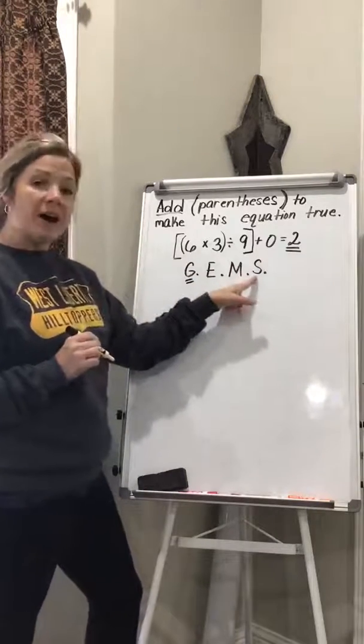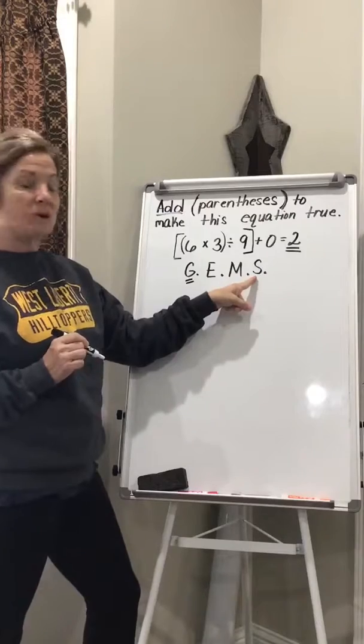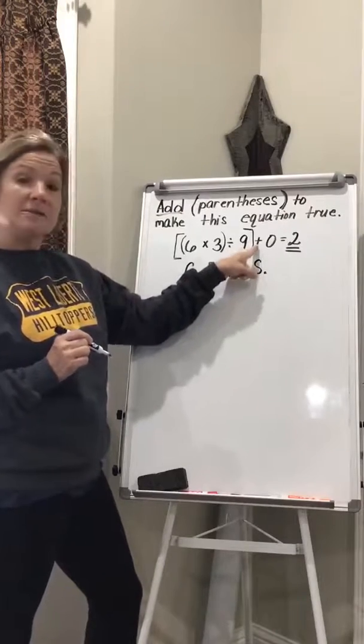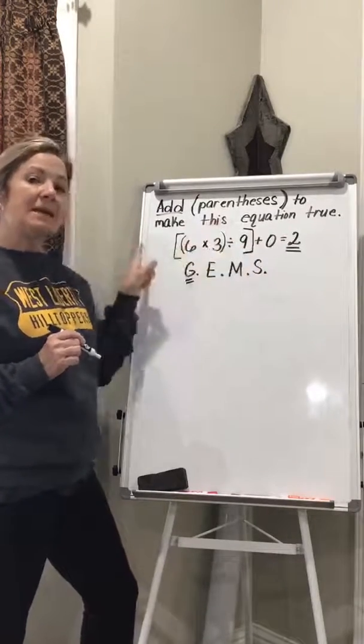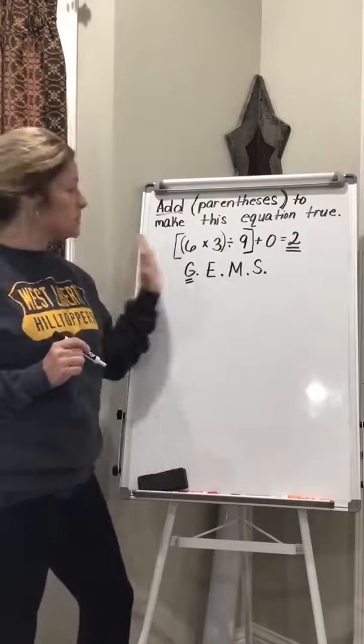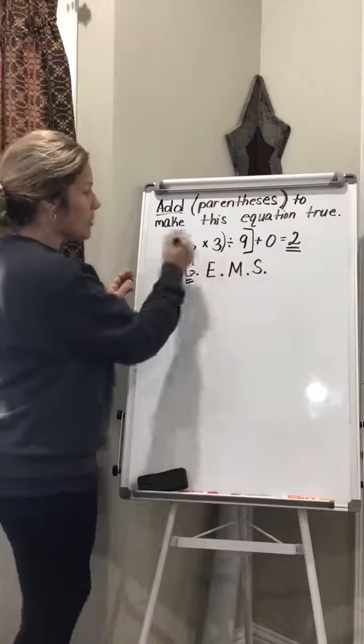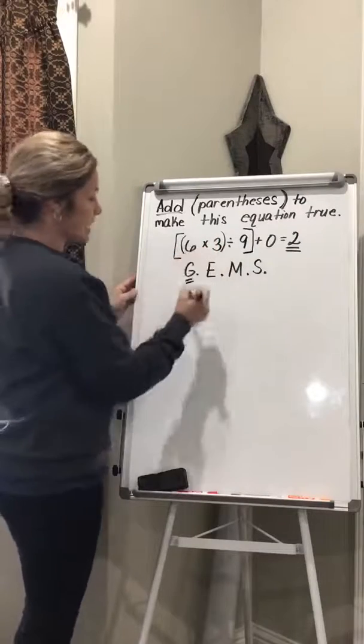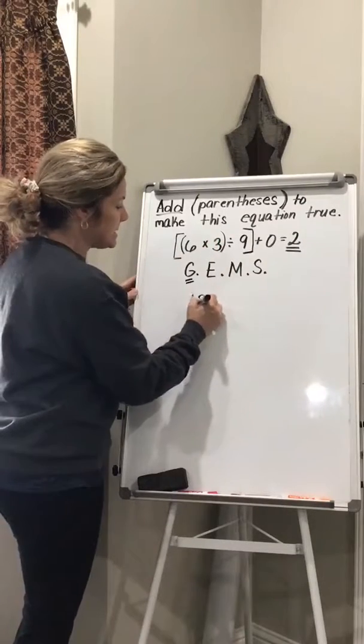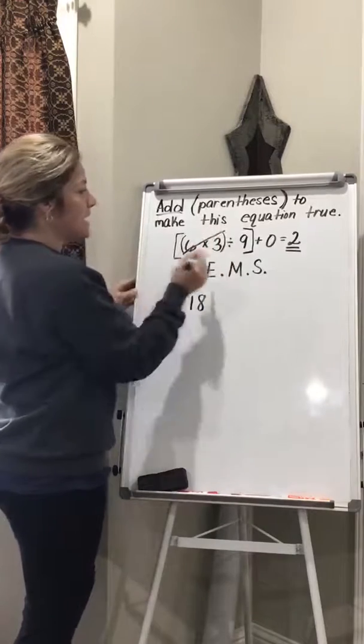And then my final order of operation would be to subtract or add. And I do see addition in the problem. So let's use some trial and error. Let's work this out to see if we get the answer 2. So starting with our grouping symbols, 6 times 3 gives us 18. So we've done that already.